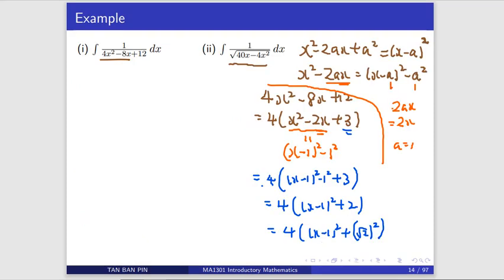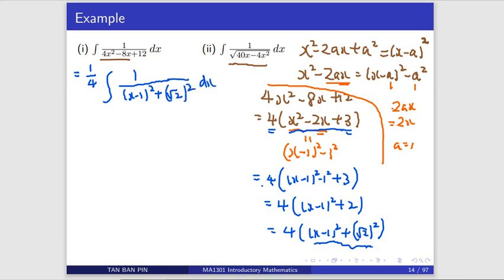So with that, you should write it as integrate. You take out a 4, so you can write it as 1 quarter outside. So it should be 1 quarter integrate 1 over, and inside after completing the square is x minus 1 squared plus square root 2 squared. So it's x minus 1 squared plus square root 2 squared dx.